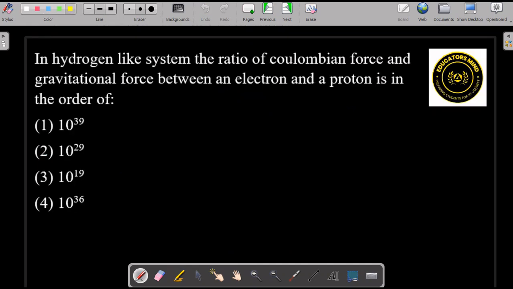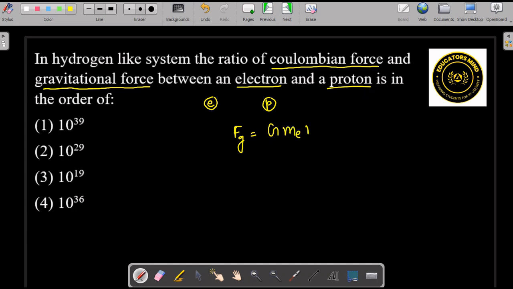Let's move to the next question. For a hydrogen-like system, the ratio of the Coulombic force and the gravitational force between an electron and a proton is asked. So definitely this is a fact: if you take an electron and a proton, the gravitational force is G times mass of electron times mass of proton by R square, where R is some distance. What about the electrostatic force? It is K times charge of electron times charge of proton, which is the same only.